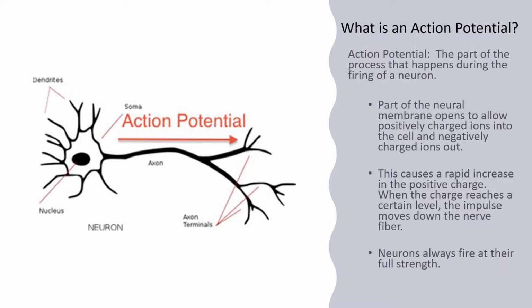Neurons always fire at their full strength. This ensures that the full intensity of the signal is carried down the nerve fiber and then transferred to the next cell, and that the signal doesn't get weak or become lost.